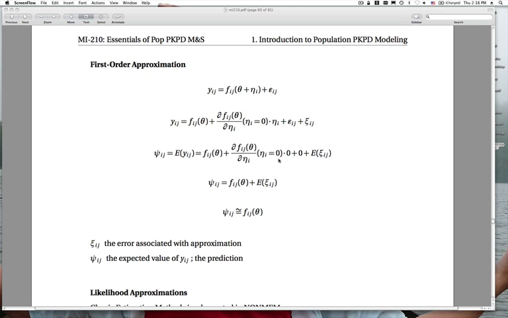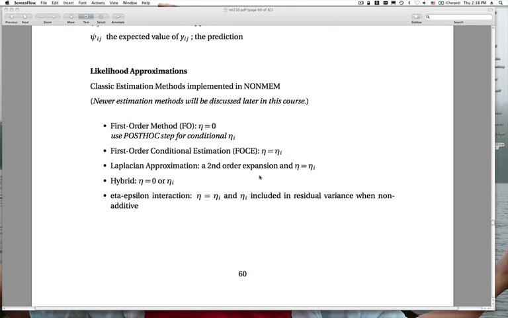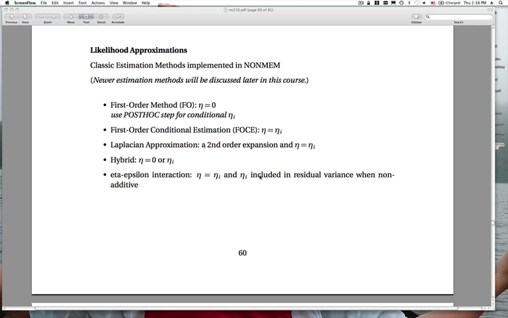Depending upon the number of individuals in the data set, that can dramatically increase the run times. And so really, although it's a much more accurate approximation, it comes at a computational cost compared to the FO method. These days, though, for most problems, it's quite doable, and with the interaction method, which I'll mention later, FOCE has almost become the standard place to start.